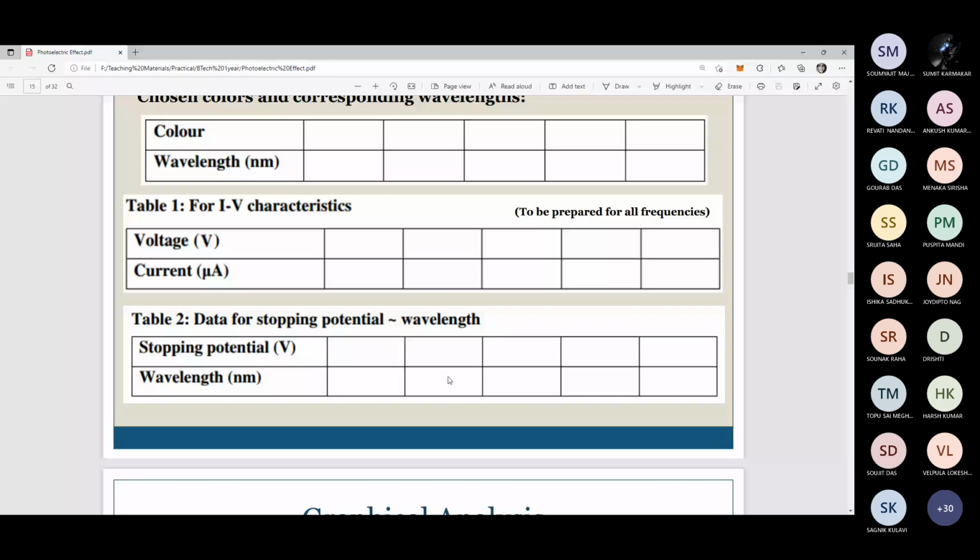Then again you change the wavelength and repeat this table. This way, you calculate the stopping potential and put it here. That means for every wavelength we have to find the stopping potential.